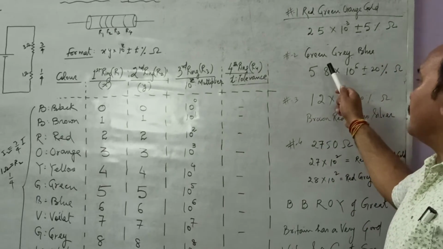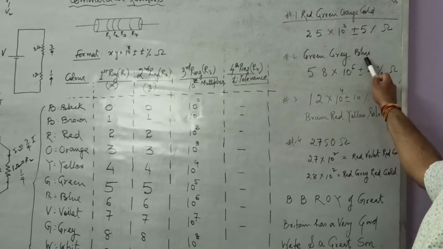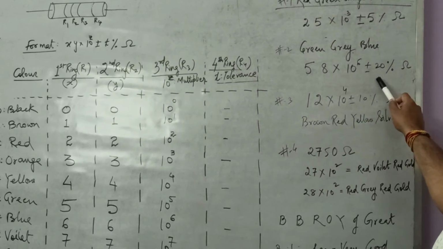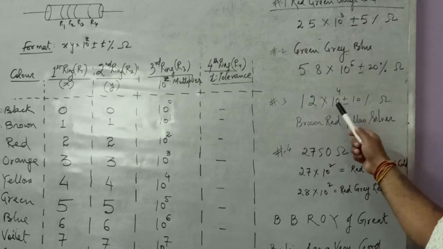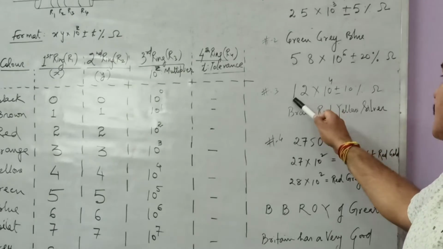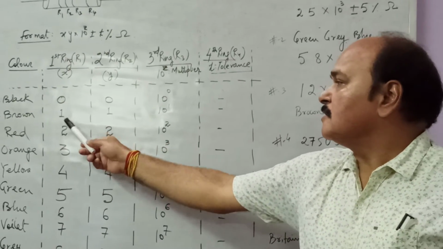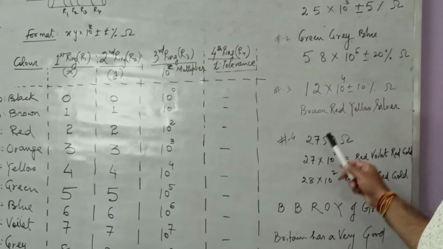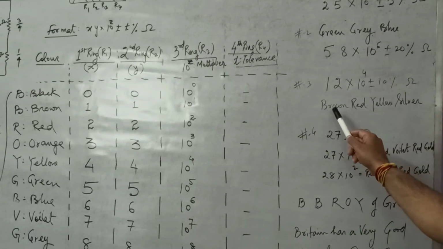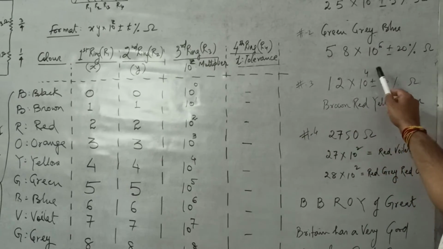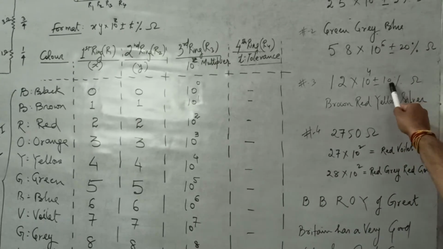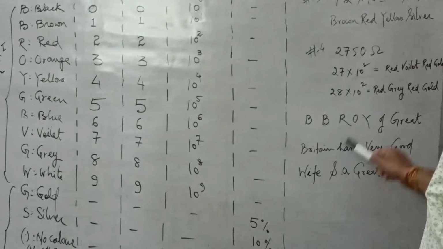Likewise you can check. If it is color coded as green, grey, blue, and there is no fourth ring, then the tolerance is 20%. If the resistance is given as 12 into 10 to the power 4 plus minus 10%, then how can it be color coded? First ring brown. Why brown? Because brown represents digit 1 at first place. Second digit 2 is represented by red. So it is brown, red, and 10 to the power 4. 4 is yellow, so the third ring is yellow. Tolerance is 10%, therefore the fourth ring would be silver.